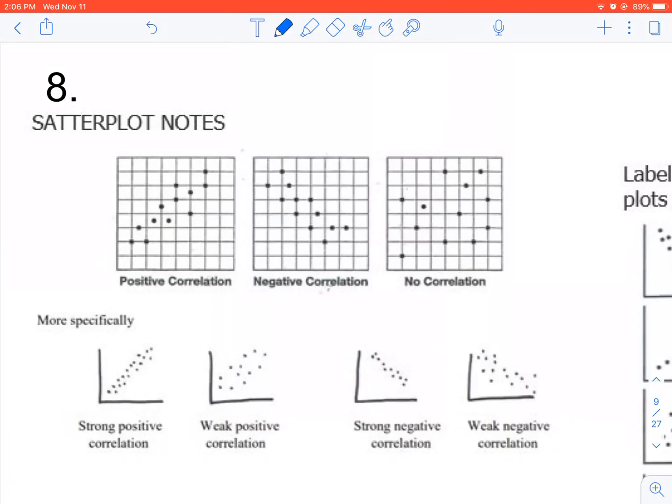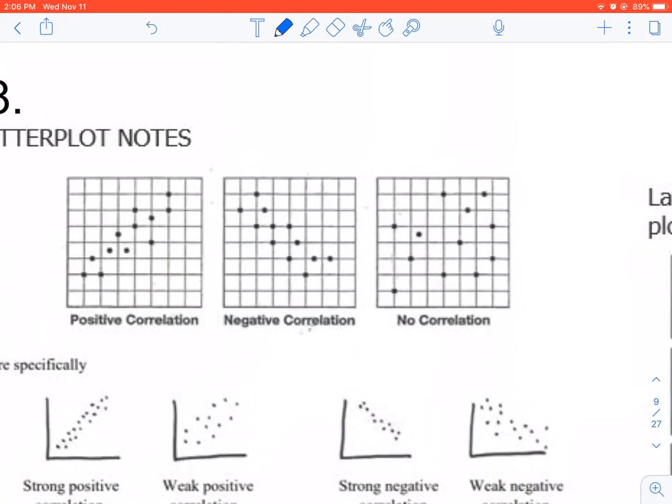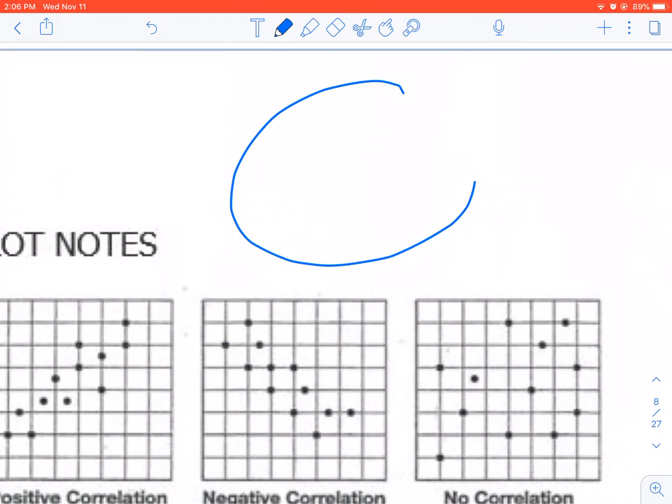So the first thing is I want to remind you about Mr. Slopeface. If the line is going this way, that was a positive slope. If it was going this way, that's a negative slope. And how do I know that? Because from the left, the line goes up, or from the left, the line is going down.